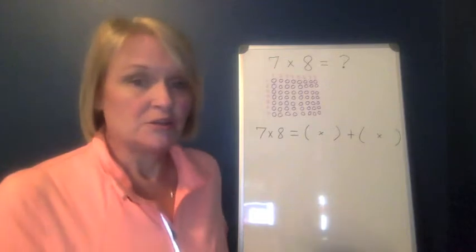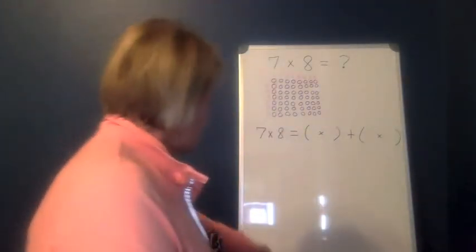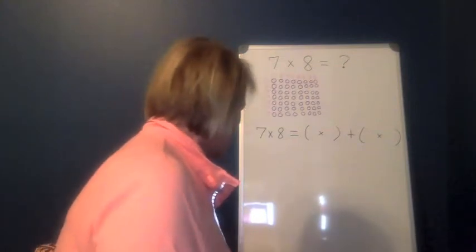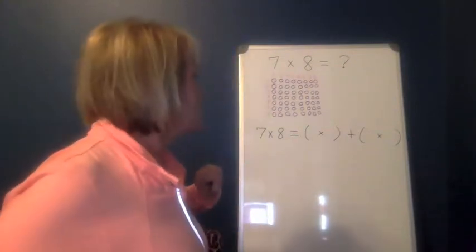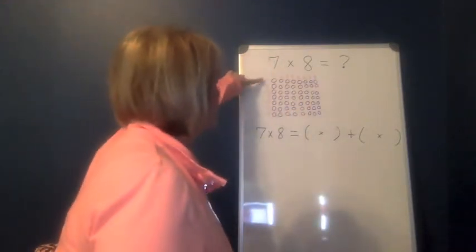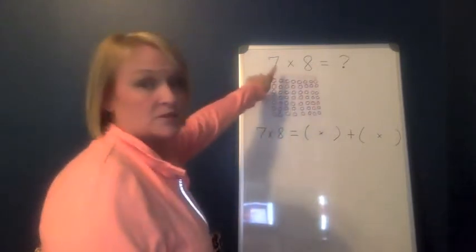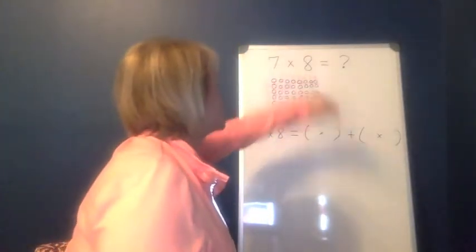All right, so here we go. On the board, I made an array. You know how great I am at drawing. So I have my array here of 7 times 8. I have 7 rows, 1, 2, 3, 4, 5, 6, 7, and I have 8 columns, 1, 2, 3, 4, 5, 6, 7, 8.